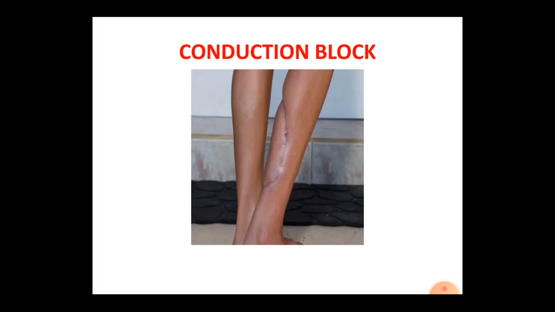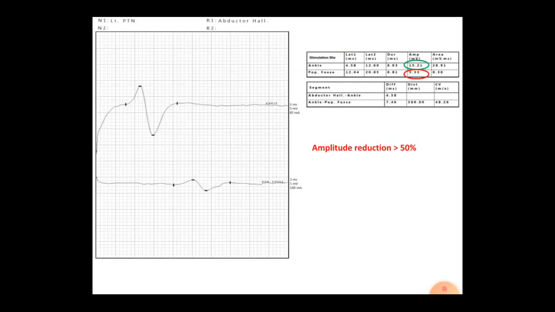Now we will see different examples of this report. Let us start with conduction block. You can see that this patient has had surgery over the calf region. So it is possible that the nerve may be damaged between the knee and ankle. So what will be the finding in NCV? Let us see. Now this recording is for the posterior tibial nerve. It is recorded from the abductor hallucis muscle. It is by stimulation at the ankle as well as at the popliteal fossa, which you can read in the report.